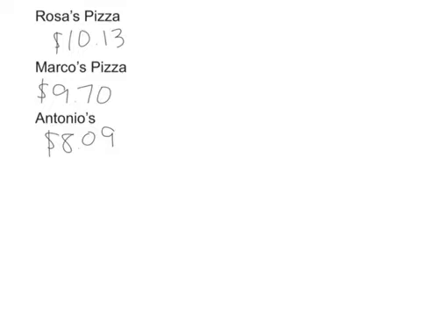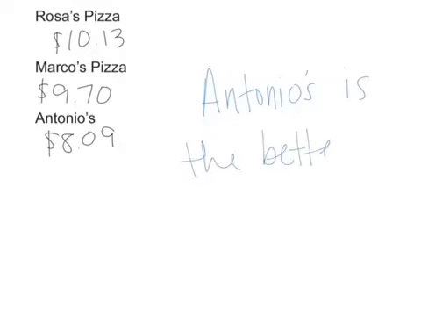Well, if I look, I have $10.13, $9.70, and $8.09. So which of those looks like the best deal if this is per pizza? Well, I would say Antonio's is the best deal. If I'm only paying $8 and some change for each pizza versus $9 or $10 per pizza, then that's going to give me the best bang for my buck. So I am going to need to buy my pizza from Antonio's. So Antonio's is the better buy. And I would go ahead and write that at the bottom, in that blank space at the bottom of your paper. That's going to be your best deal.